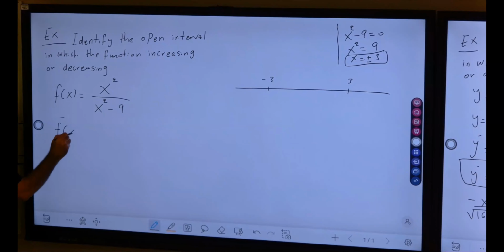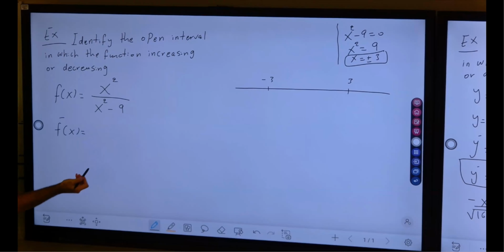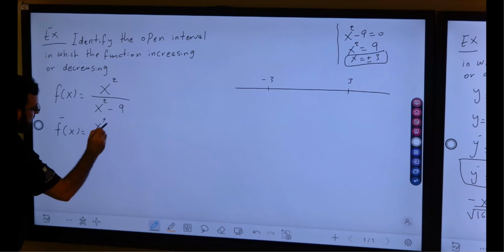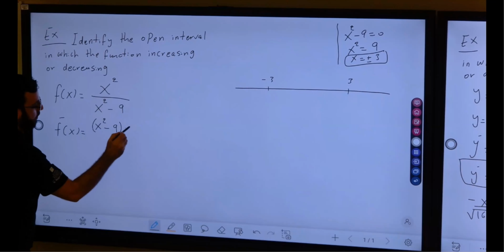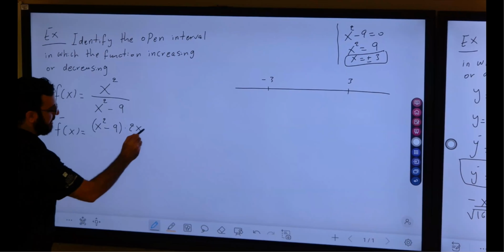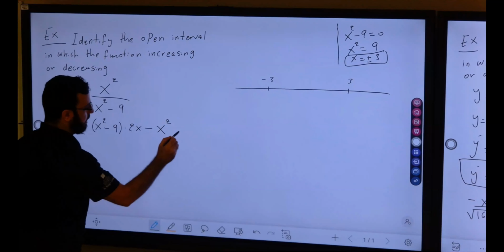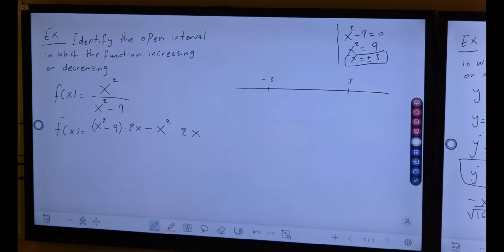the derivative of f of x is going to be what? Denominator squared. I'm using the quotient rule. So the denominator times the derivative of the numerator, which is 2x, minus x squared times the derivative of the denominator, which is 2x, over the denominator squared. Don't flip the rules, it's going to be wrong.